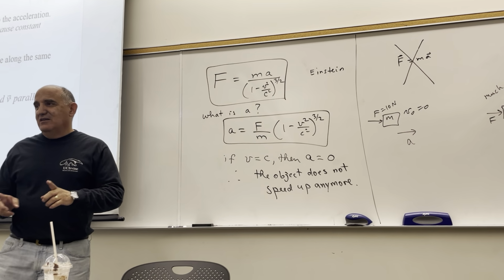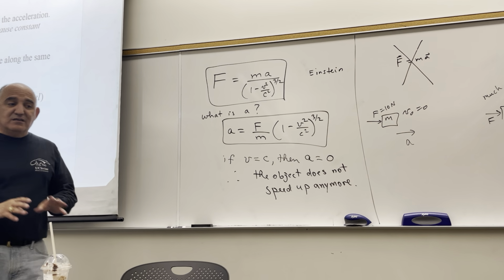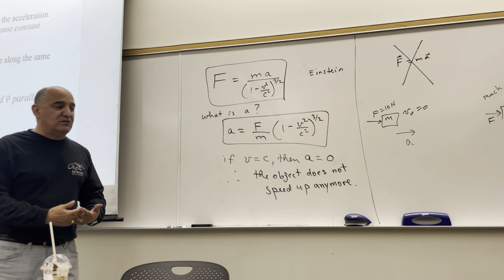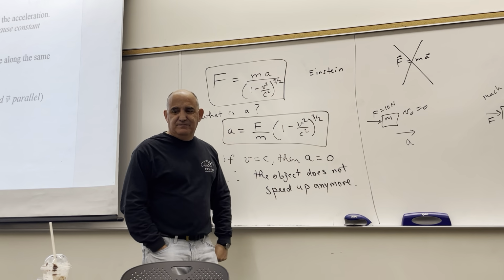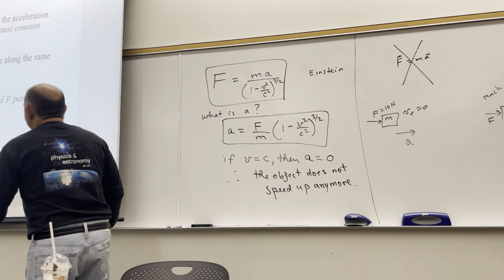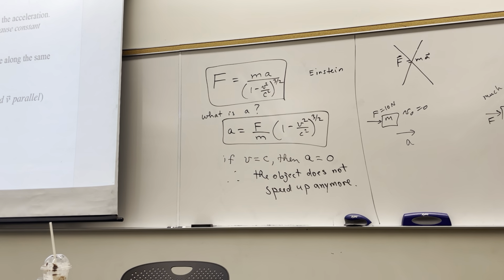But only because we are in the limit of very, very small speeds. Constant forces do not lead to constant accelerations if the speeds involved get close to the speed of light. Okay, so that's one comment. Now, what is a formula that you learned for kinetic energy back in Physics 185?